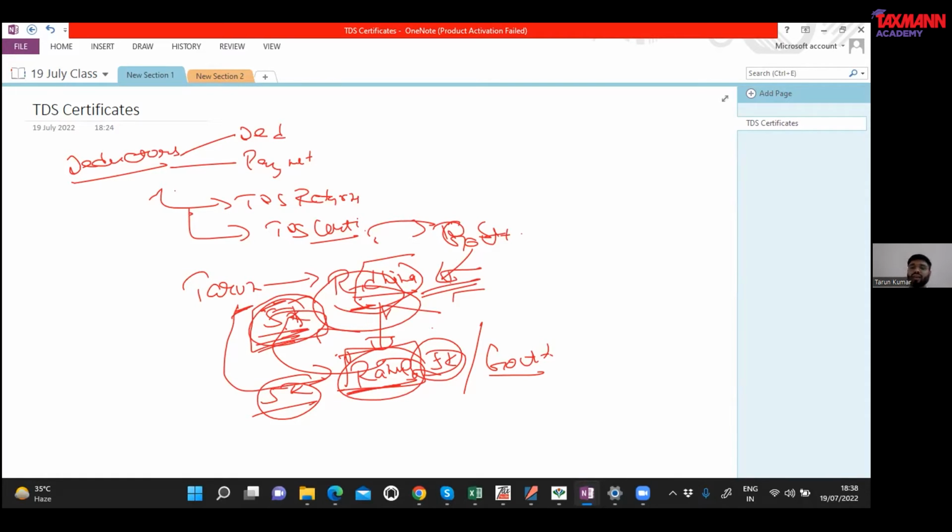And as a deductor, I will issue that certificate to the deductee, wherein all these details will come: who is the deductor, who is the deductee, what is the amount paid to the deductee, what is the amount of TDS deducted, and all these details will be mentioned on the TDS certificate. So that TDS certificate will be a proof for Ridhima that this much tax has already been paid on her behalf, and she can claim the credit of those taxes in her income tax return. Right. So this is what a TDS certificate exactly is.